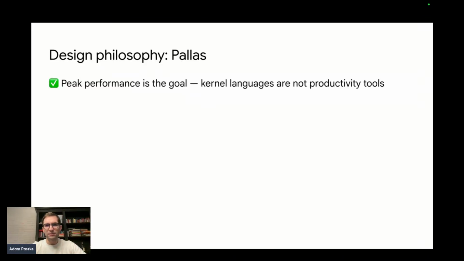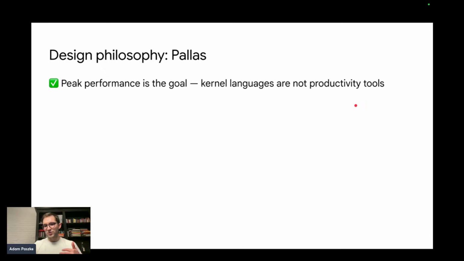So as I said, peak performance is a goal. As you saw, we're not really going after having a unified language for all of the hardware. We do want to expose every single quirk of the hardware. We do want to make the common denominator as big as possible, but this is really not the goal. Again, we do not believe that kernel languages are productivity tools first and foremost.